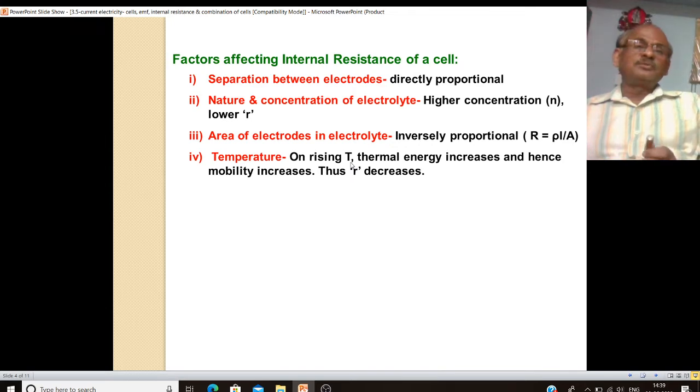Now the area of electrodes in the electrolyte, we can say effective area. It is inversely proportional. We have seen the formula R equal to rho L by A. So if there is more area in the electrolyte, then R will be less. And the fourth is temperature. On rising temperature, thermal energy of the ions increases, and as a result their mobility increases, and thus resistance decreases.